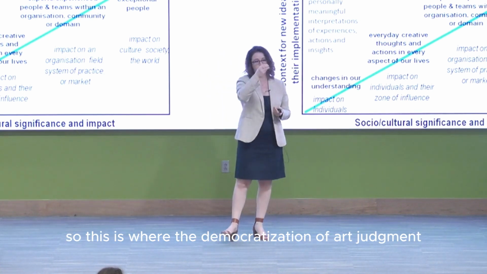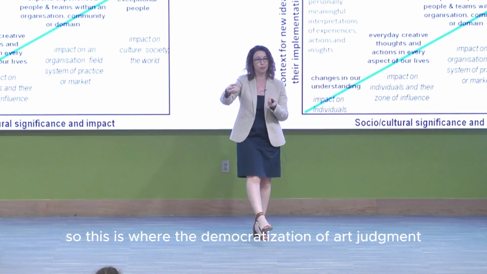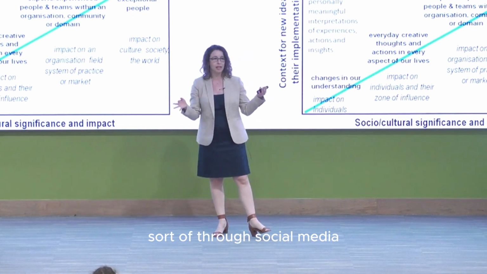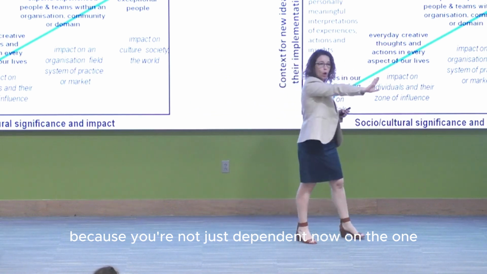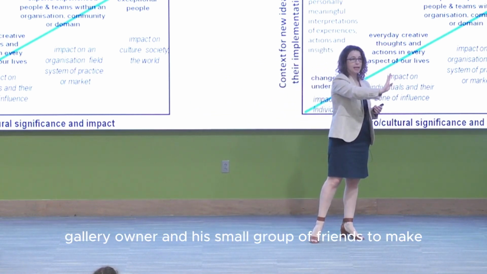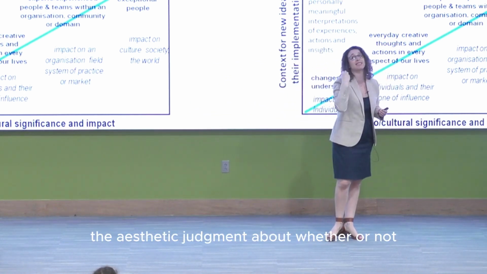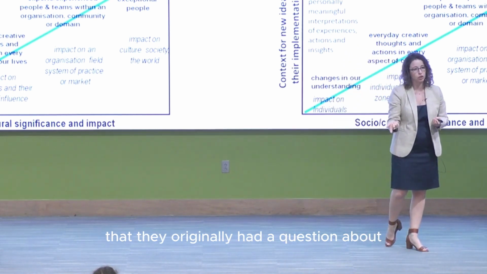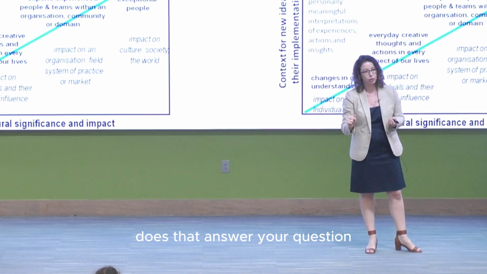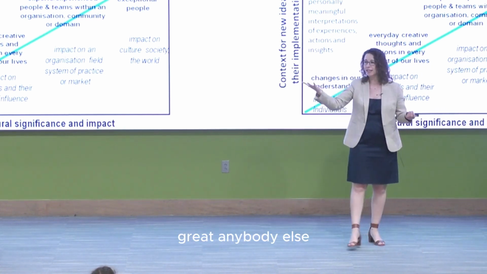So this is where the democratization of art judgment through social media can be a really good thing, because you're not just dependent now on the one gallery owner and his small group of friends to make the aesthetic judgment about whether or not the work of art solves the problem that they originally had a question about. Does that answer your question? Great. Anybody else?